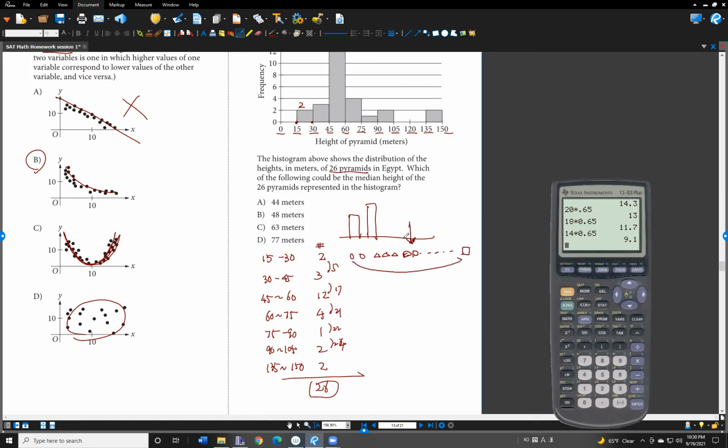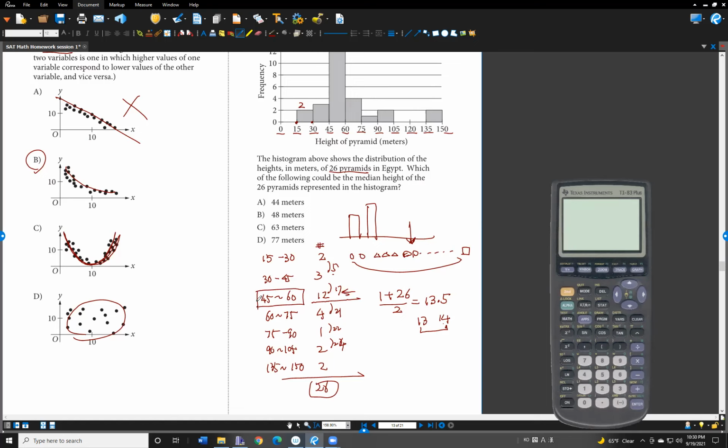Which one is in the middle? So this is the formula. 1 plus the first pyramid, last one 26, divided by 2. That is 13.5, right? So between the 13th and 14th pyramid. That's the median. Okay, so now count from top or bottom. From the bottom, this is already 5. And up to here, how much? 5, 12 is 17. This is 13.5, right? This 5, 13 belongs to over here. So the median value is between 45 to 60.